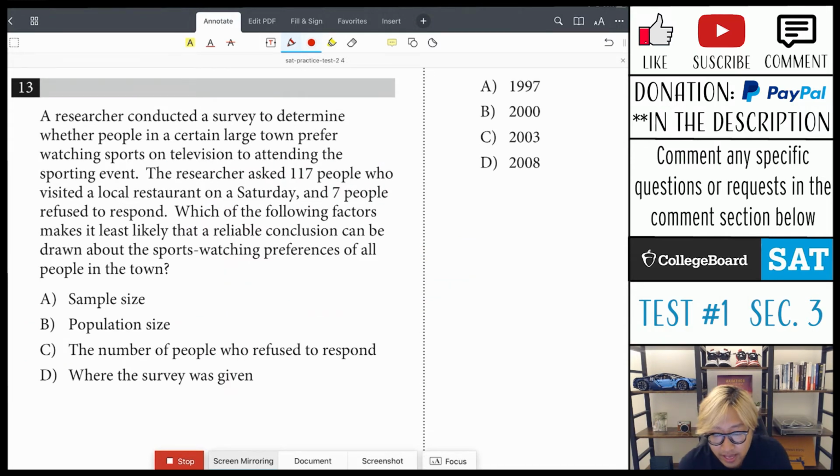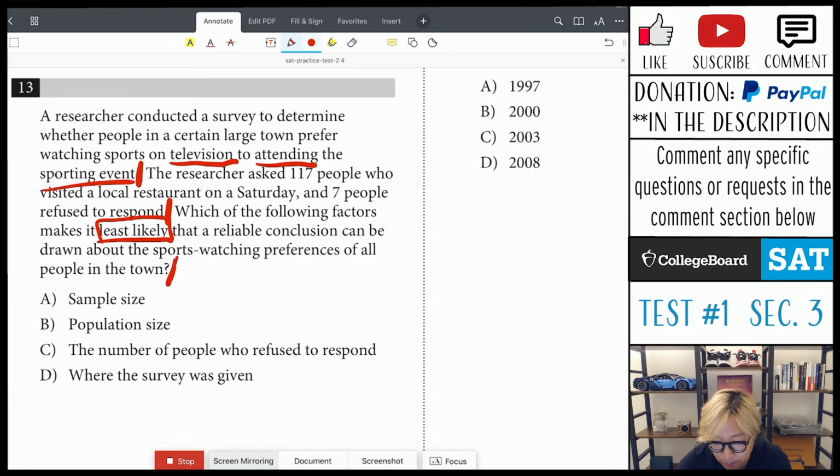Number 13, a researcher conducted a survey to determine whether people in a certain large town prefer watching sports on television or attending sporting events. So basically, you want to watch it on TV or do you want to attend the sporting event? The researcher asked 117 people who visited a local restaurant on a Saturday and 7 people refused to respond. Which of the following factors makes it least likely that a reliable conclusion can be drawn about the sports watching preferences of all people in the town?